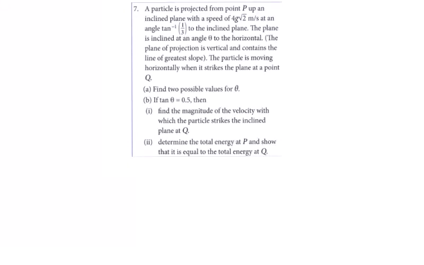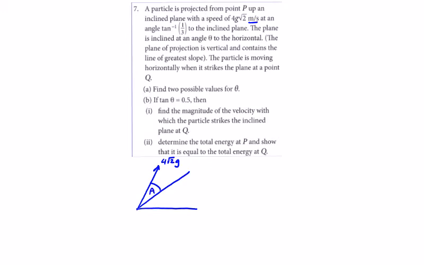Question 7, we have a particle projected from a point P up an inclined plane. Here's my really poor attempt at a horizontal. That's a bit better. So here's my inclined plane. And the speed is 4 root 2g, or 4g root 2, whichever way you choose to write it, meters per second. And this angle in here, we'll call it the angle A.